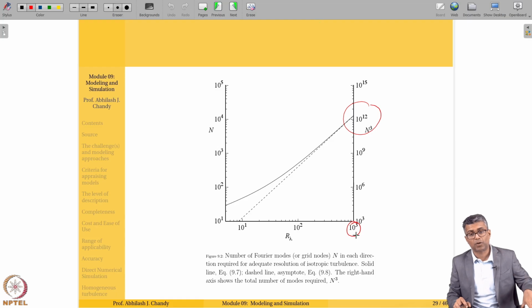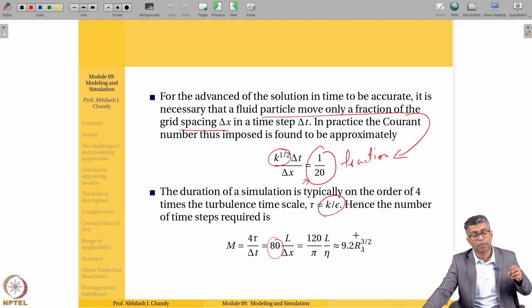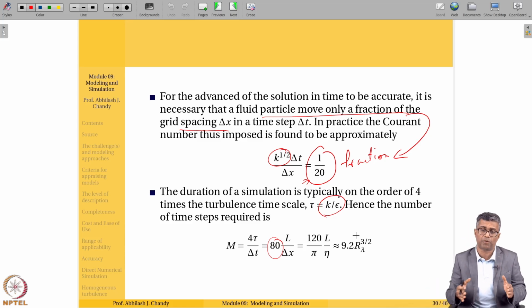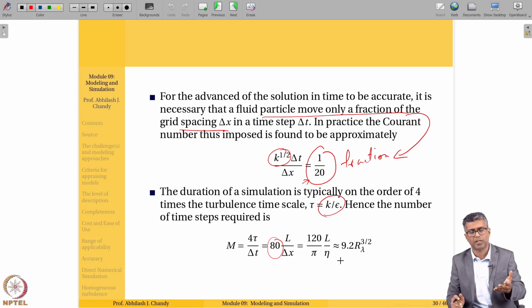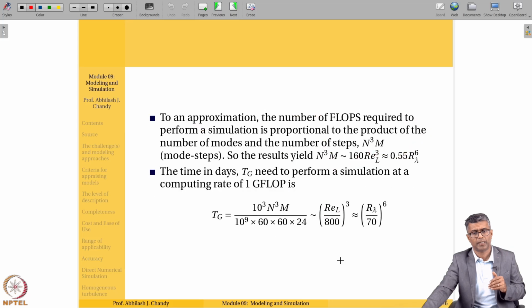Now, just calculating the Fourier modes was not enough, so we had to come up with an estimate for the time steps as well, because temporal accuracy is also important, right? So then we came up with an estimate for the total number of time steps that you will need to run, based on the idea that you will have to run probably for 4 times the turbulent time scale. So that gave us an estimate of 120 over pi L over lambda, or 9.2 times R lambda to the 3/2. And then you can get an estimate for Re_L as well. That is not shown here, but you can get that as well.